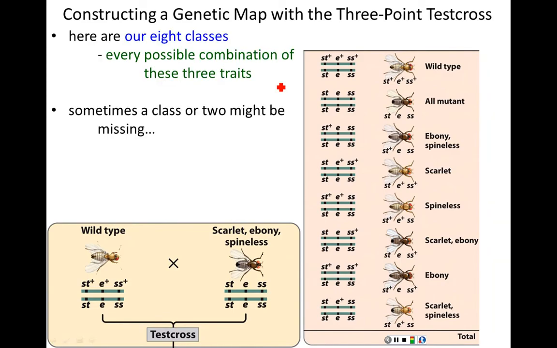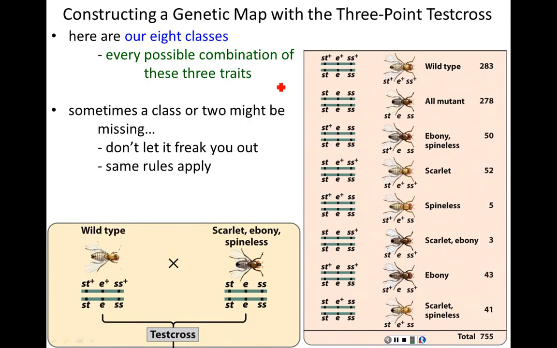Sometimes in real-world experiments, a class or 2 might be missing because the progeny number was so small you actually didn't get one. I would never do that to you on an exam. If it happens to you in some other test, say an MCAT maybe, don't let it freak you out. Just because the 8 classes are possible doesn't mean they're all represented. The same rules to the problem will apply. Take a look at this. Tell me which gene's in the middle.